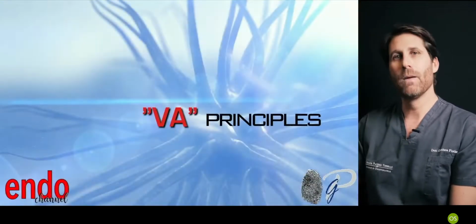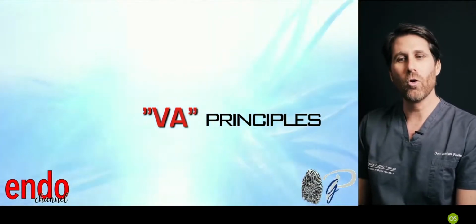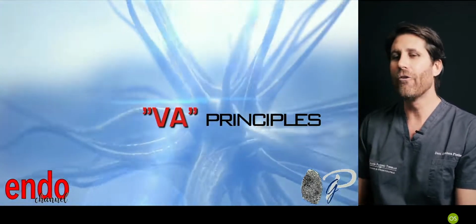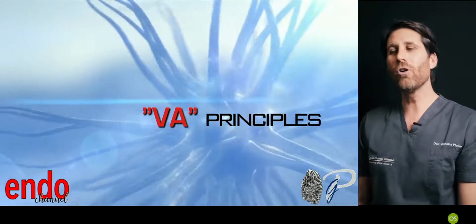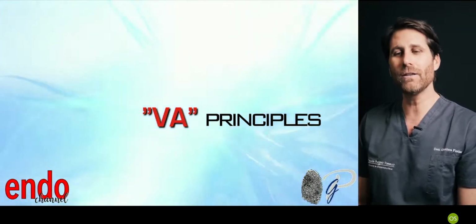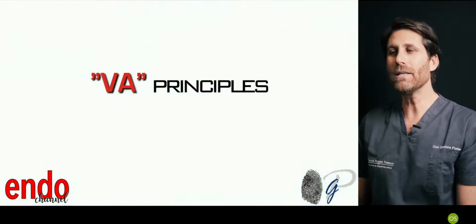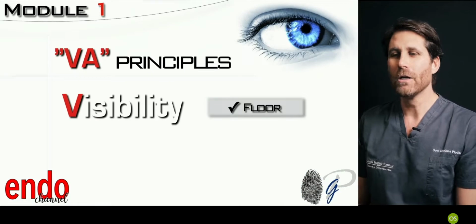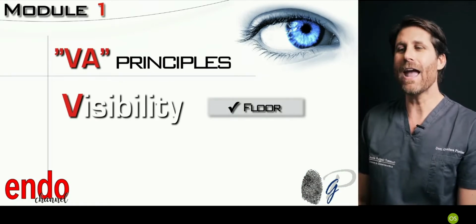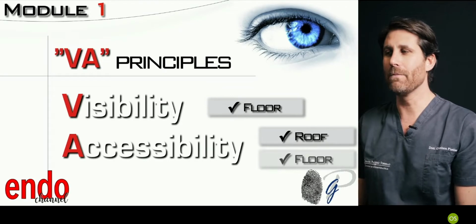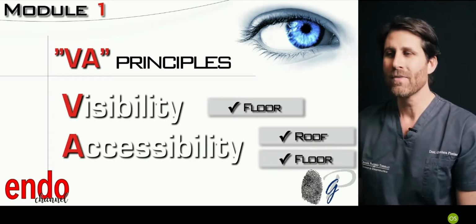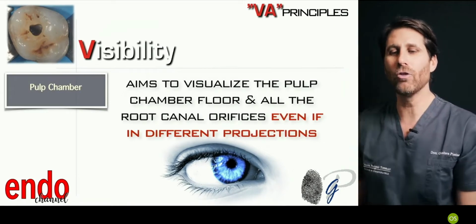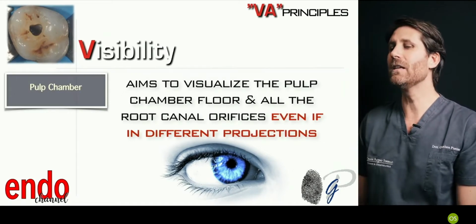So what's important for concluding this chapter on the access cavity, for me, is to establish the so-called VA principles. We have called VA principles the principles of visibility, V, we need visibility of the floor of the pulp chamber, and A as accessibility, we need accessibility to the roof and to the floor. The visibility aims to visualize the pulp chamber floor and all the root canal orifices, even if in different projection.